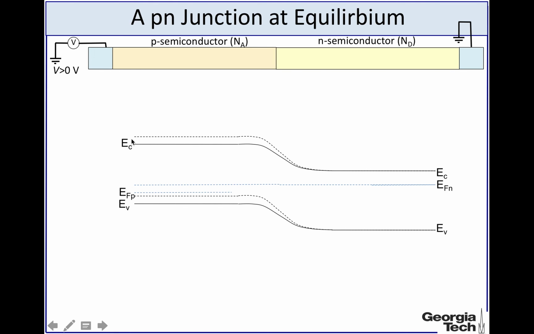The dotted curve is the energy band diagram when V equals 0, the equilibrium case, and the solid line is the one where V is larger than 0. What we can see is that in this case the energy levels at the n side are constant, just that we have moved the energies on the p side by an amount qV.